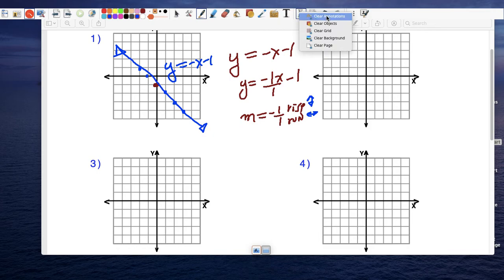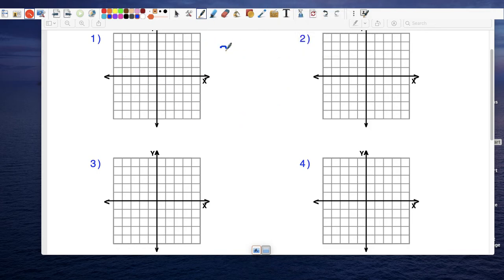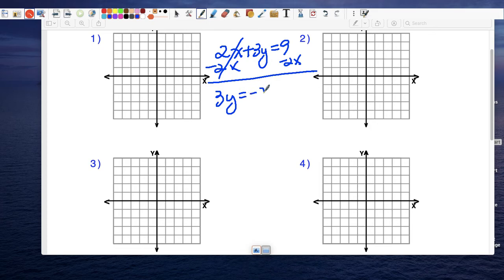Okay. The last ones are a little bit tricky because we have to rewrite them. Let's get rid of the 2x. I'm going to move the 2x to the other side, so these two go away. I'm left with 3y equals negative 2x plus 9. Then I have to isolate the y, so I'm going to divide by 3, which means I divide everybody by 3 on the other side. This goes away. I'm left with y equals negative 2/3 x plus 3.